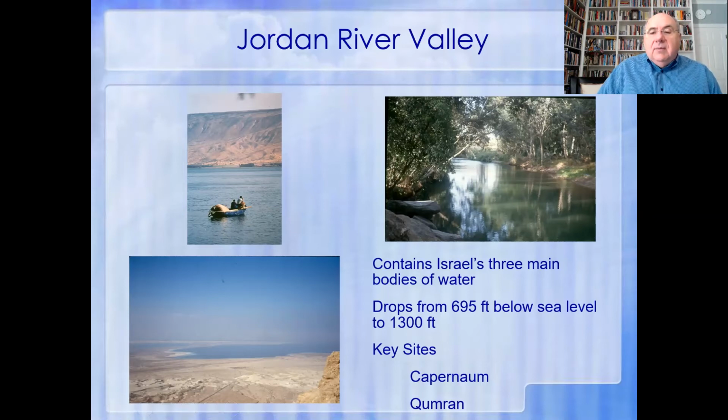Now, if you remember from strip B, we were going up in elevation. What we're doing now is we're going down in elevation. And so you see the note here that at the Sea of Galilee, we're at 695 feet below sea level. By the time we get to the Dead Sea, we're 1,300 feet below sea level. We're at the lowest place on Earth, okay?